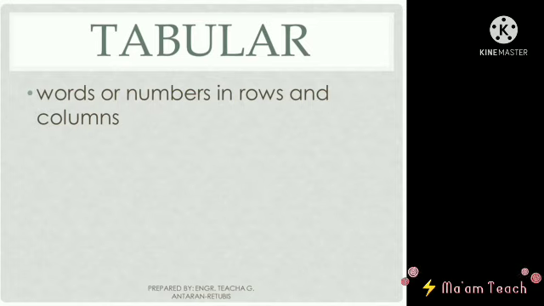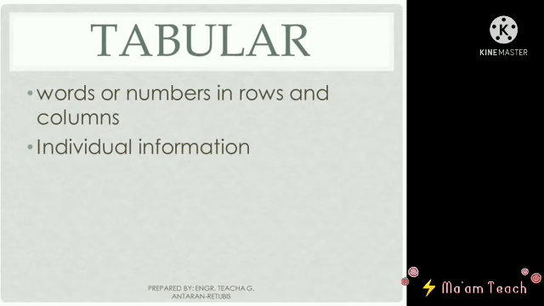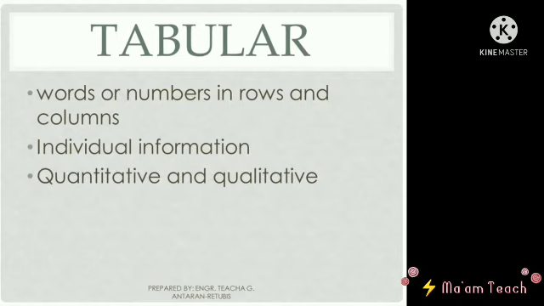So tables, class, are appropriate if, for example, you are trying to present individual information, or if you are trying to present both quantitative and qualitative information. Like for example, class, let's say you are trying to present these physical methods or maybe functions. You can use the table to present those methods or functions.